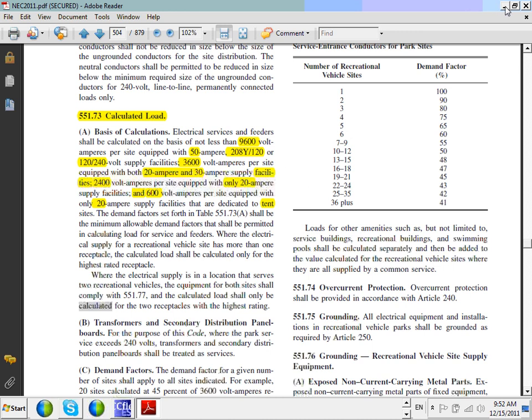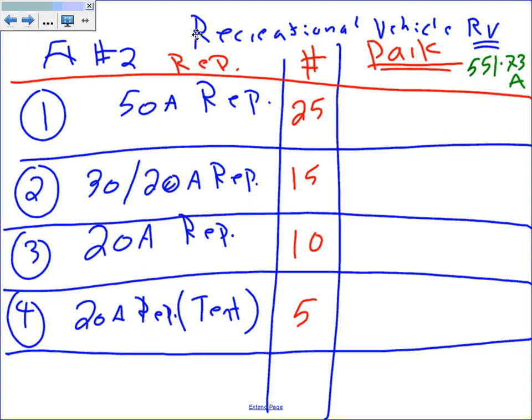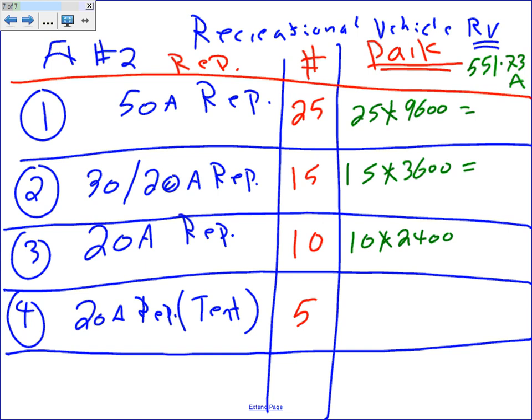Okay, so let's go back to my example here. The first thing is the 9600. How many sites do I have? I have 25. Multiply the 25 by 9600 volt amps. Everybody knows where the 9600 came from? The second one is 3,600. I have 15 of them. Multiply it by 3,600. The third one, the 20 amp, they want you, the 20 amp is 2400. So I have 10 multiplied by 2400, okay? And Aladebo's tent, he has air conditioning in it and all this stuff. They want to give you 600. Cool? Everybody knows where these numbers came from?